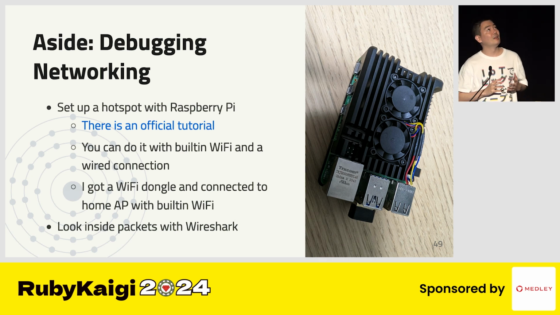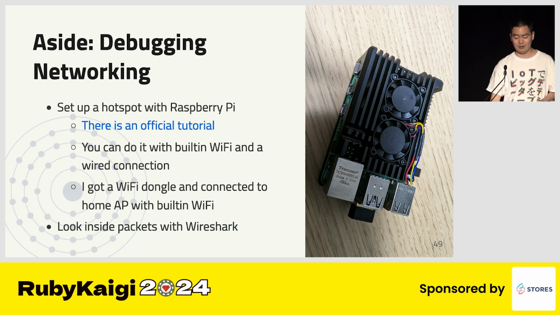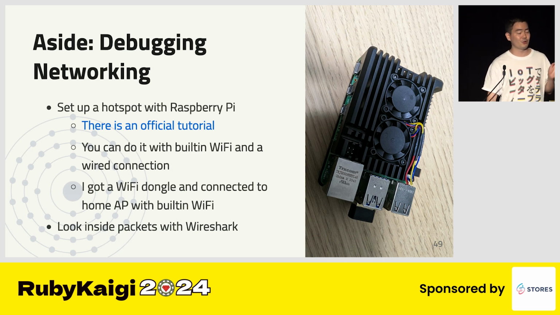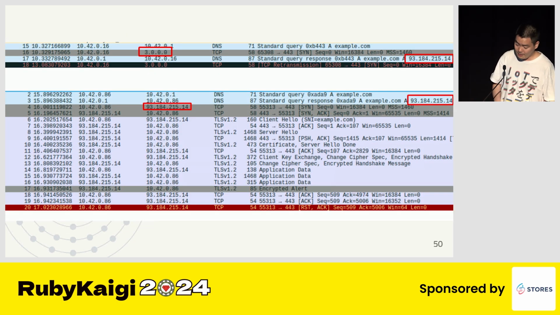So you've seen that the first call of the HTTPS failed when I showed the demo. So I decided to do some debugging. How I did it is I set up a hotspot with Raspberry Pi, and there's an official tutorial you can follow along, and looked inside packets with Wireshark. This is the packet capture I got.